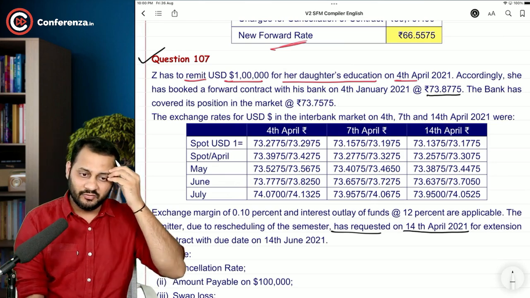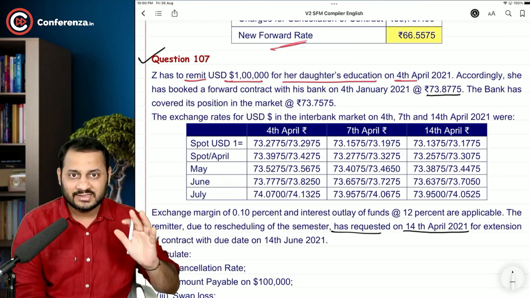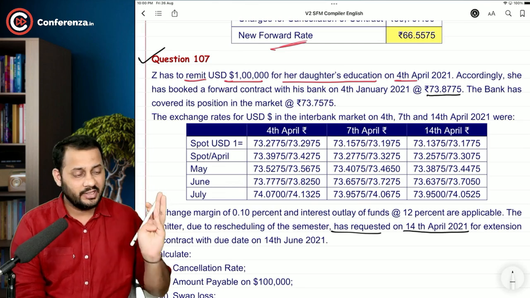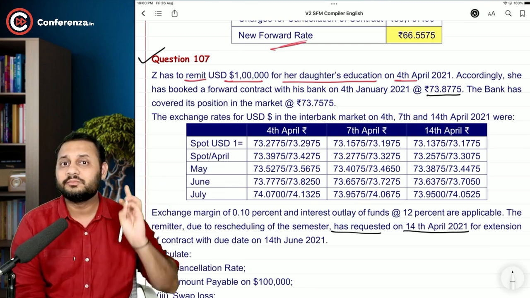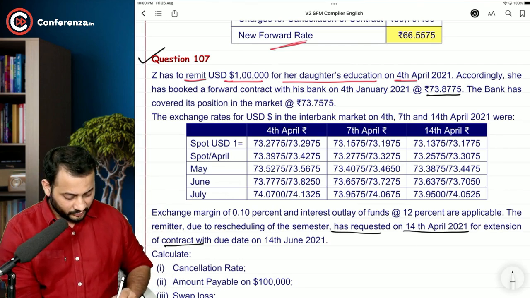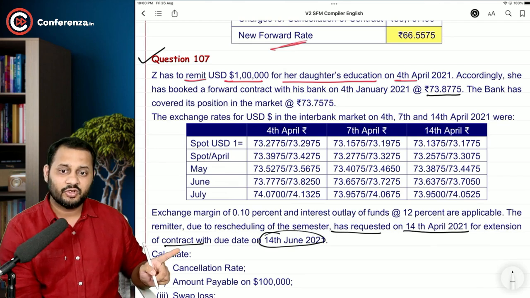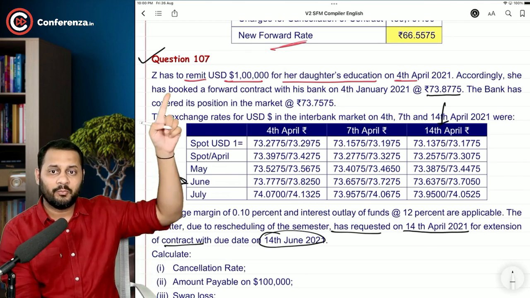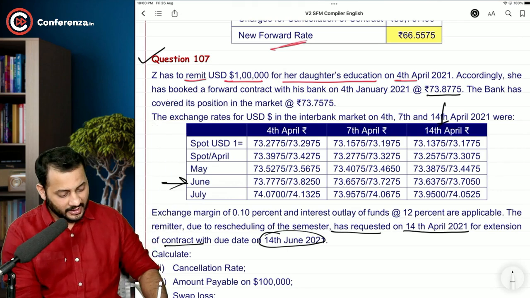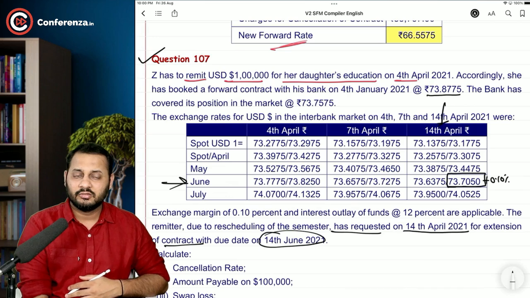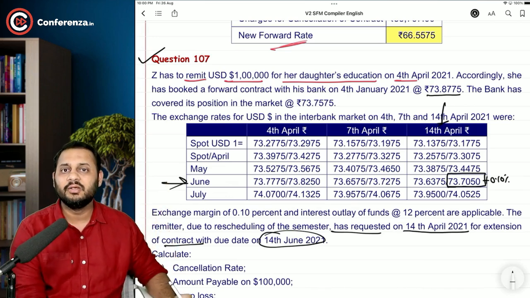Now, even if you extend the contract, cancel the contract or execute the contract, the very first thing that you have to do is pay cancellation charges, swap loss and interest on outlay. And if you want to extend the contract to the due date of 14th June, this request was made by you on 14th April for the June month, and you want to buy the dollars from us, we will sell it, so the ask rate is applicable. We will add 0.10% in that. Apart from that, no data of 14th April will be applicable.